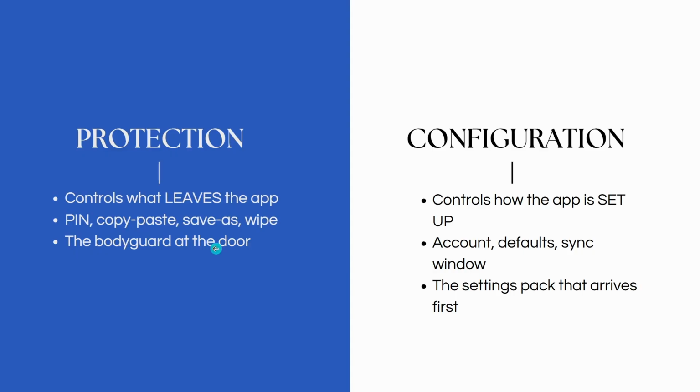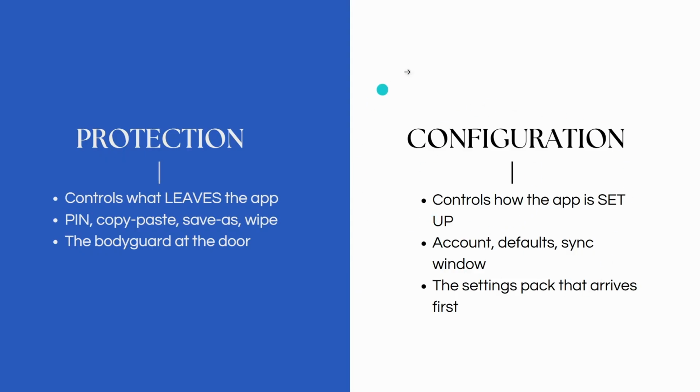App protection policy is there for protecting your data within your managed application, and it controls what can leave this managed application. Examples where app protection policy is used would be for copy and paste, saving files somewhere unmanaged, ensuring managed apps can only open with a PIN, and so on. Think of this as a bodyguard standing at the door of Microsoft Outlook.